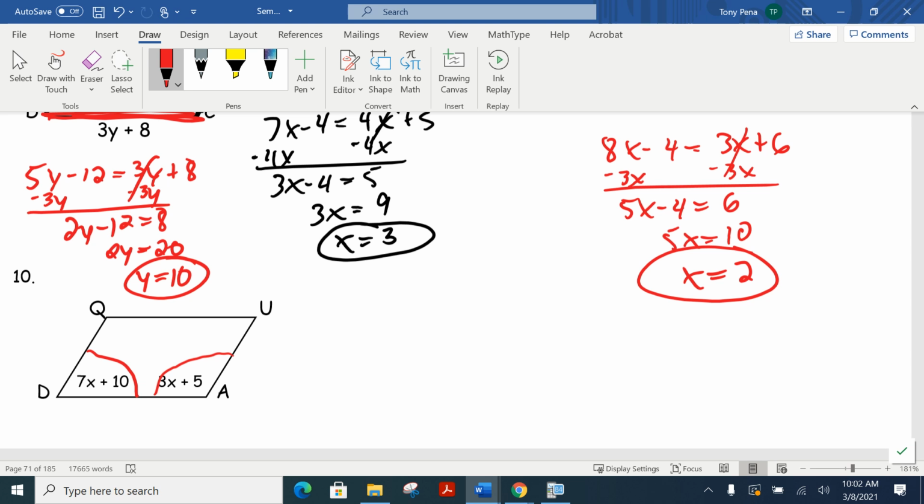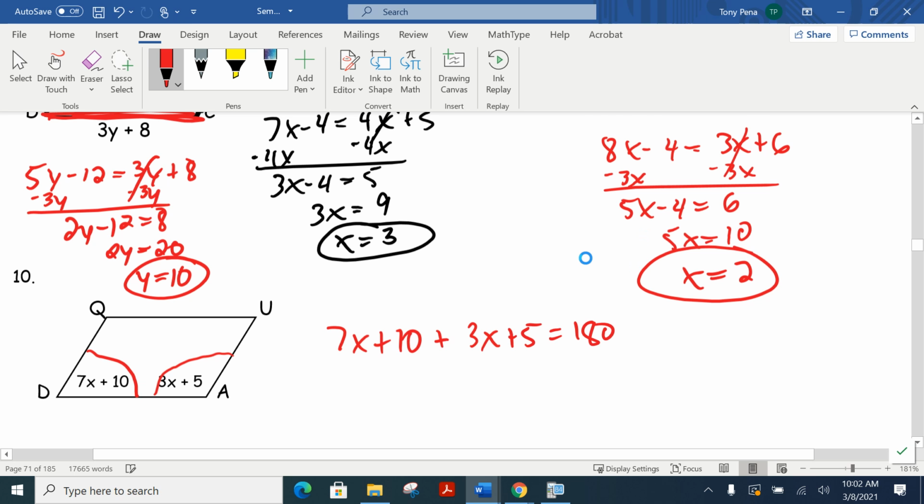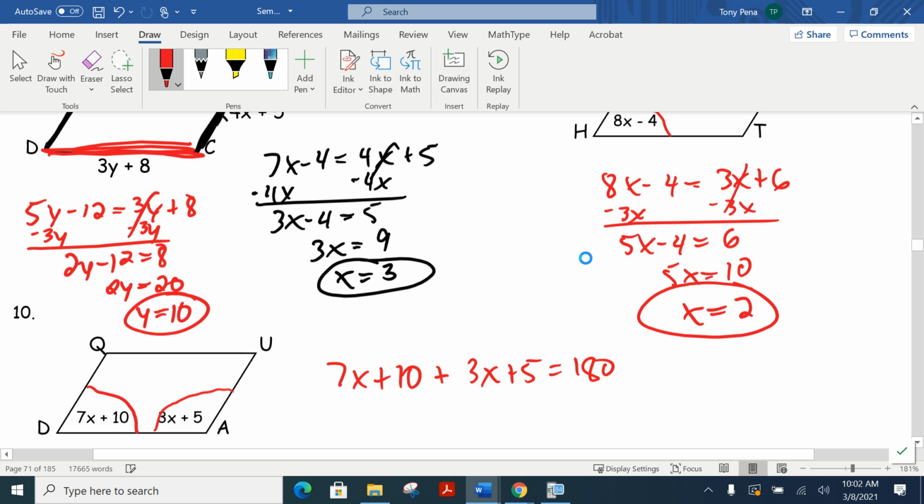Adding them? Yeah, good. Because these are what kind of angles, Cam? I forgot the name. Consecutive. These are consecutive angles. Consecutive angles are supplementary. That means we want to add those up. In this case, set them equal to 180. So just know the difference between 9 and 10. Number 9, we set them equal because those were opposite. If they're consecutive, then you're adding them up, setting them equal to 180.